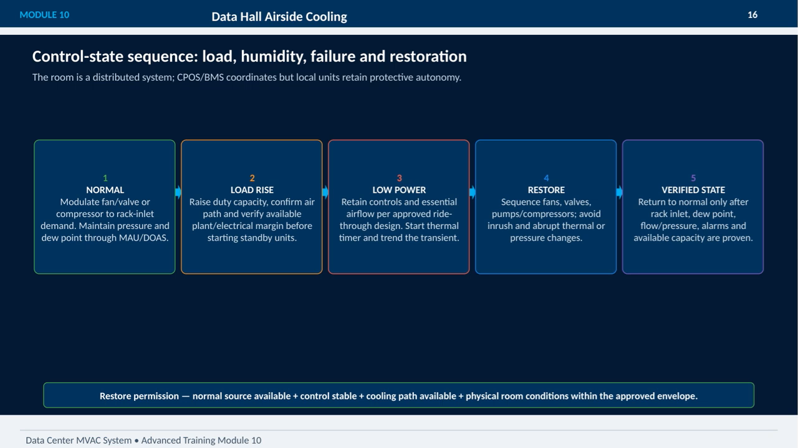The restoration requires permission based on a stable control source, available cooling paths, and physical room conditions within the approved envelope. This ensures safe, reliable recovery from any disruption.